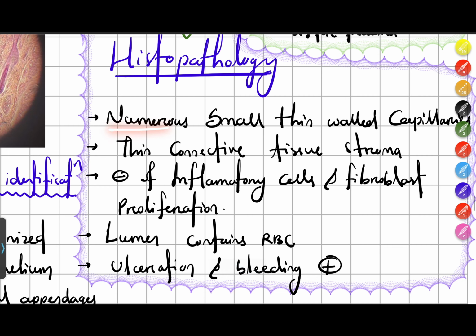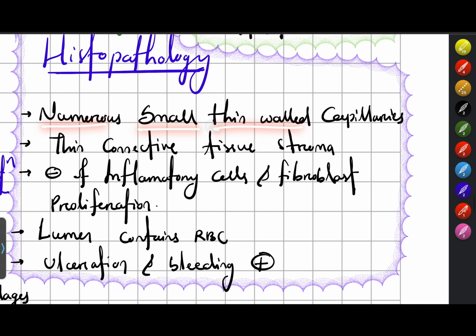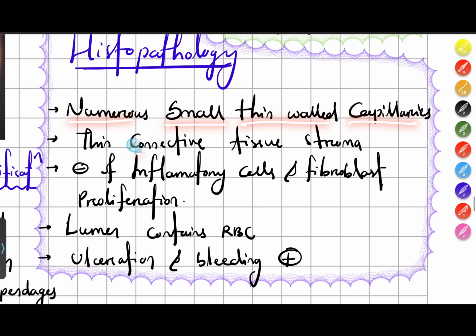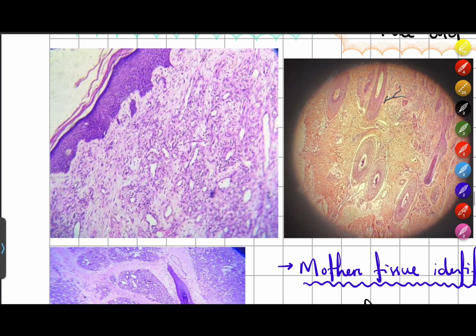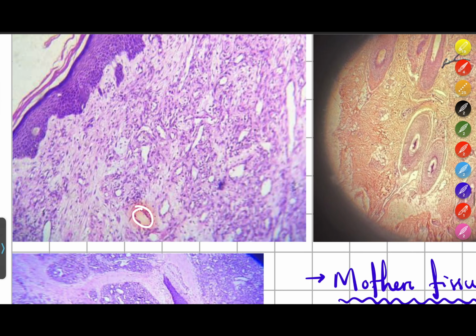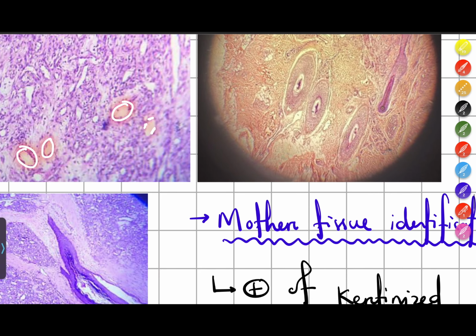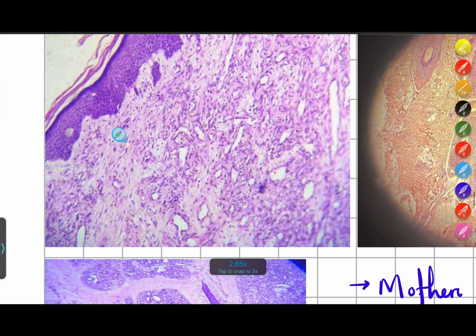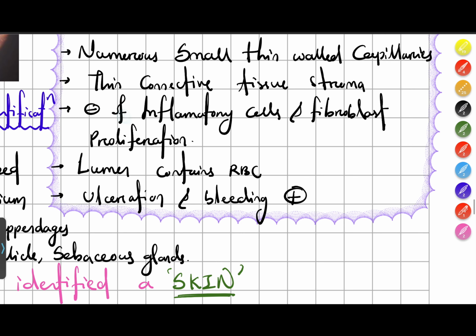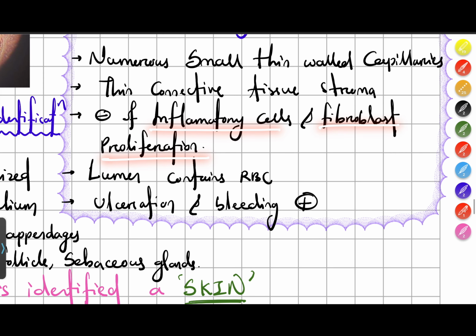There are numerous small thin-walled capillaries, thin connective tissue stroma. You can see these are the thin-walled capillaries, lined by endothelium or discontinuous endothelium and thin stroma. There is absence of inflammatory cells and fibroblast proliferation, means there is no inflammatory cell infiltration and fibroblast proliferation.